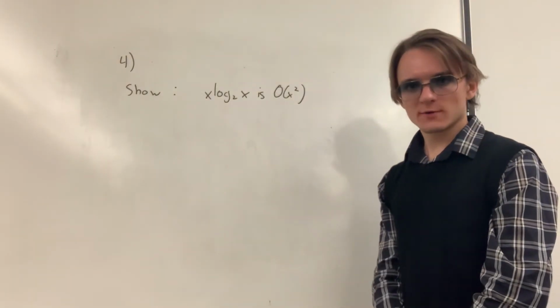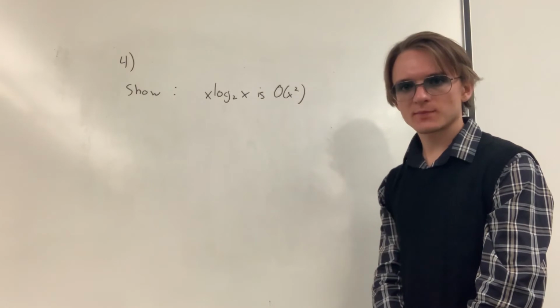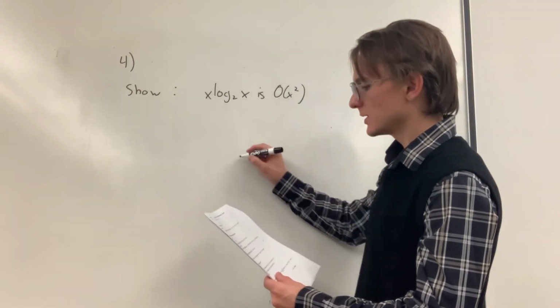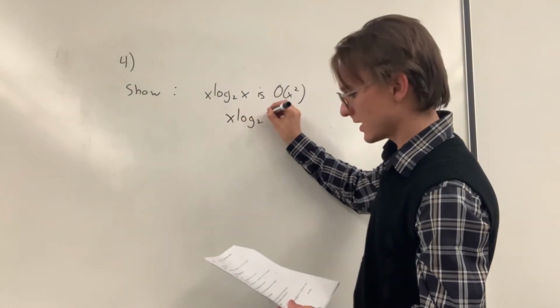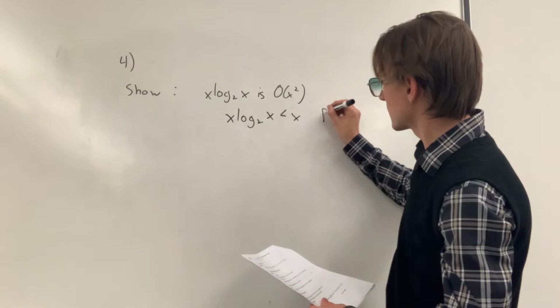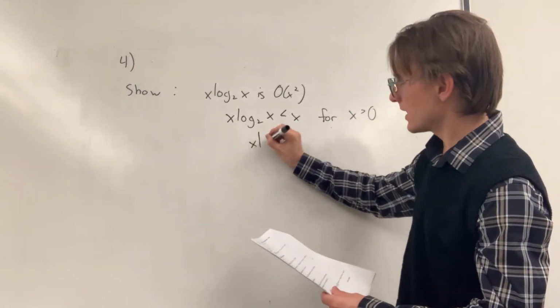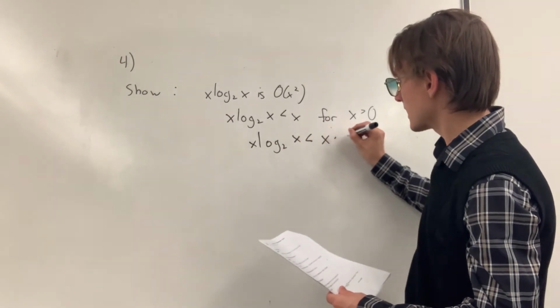Okay, so part 4 now. Show x log base 2 of x is big O of x squared. We could probably use the definitional method again. We see that log base 2 of x is less than x for x greater than 0. Therefore, x log base 2 of x is less than x times x.